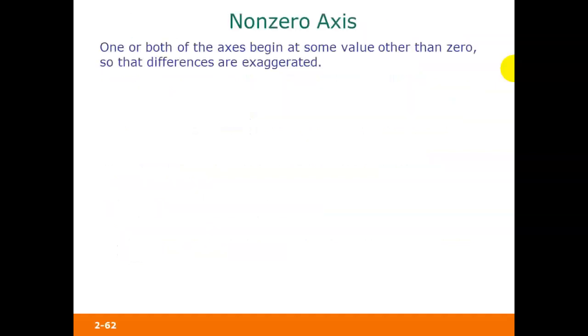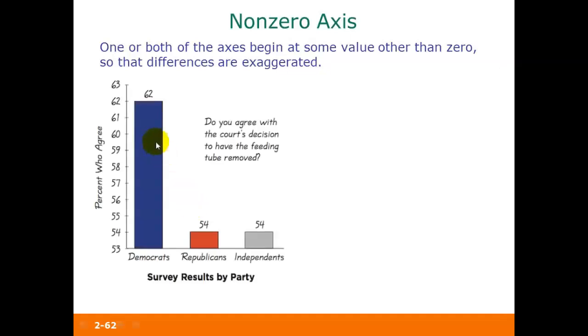A non-zero axis means that one or both of the axes begin at some value other than 0, so that the differences are exaggerated. Here's a bar graph that gives the percent of those who agreed with a court decision to have a feeding tube removed. And this is split up between political parties. So we have Democrats, Republicans, and Independents. And just looking at this graph, it looks like a much higher percentage of the Democrats agreed with the court's decision than Republicans or Independents.